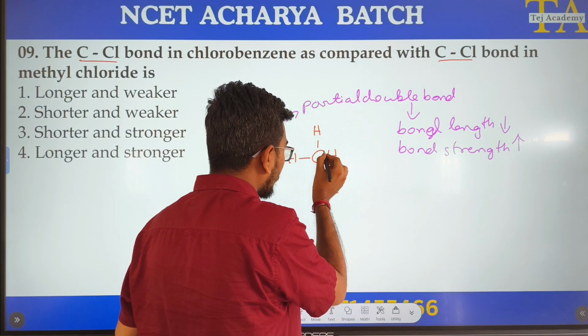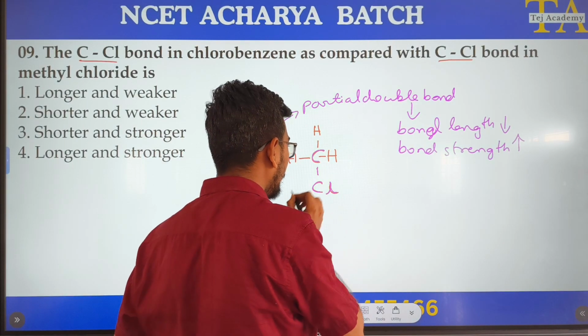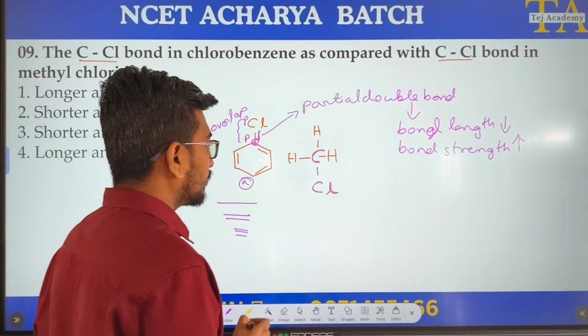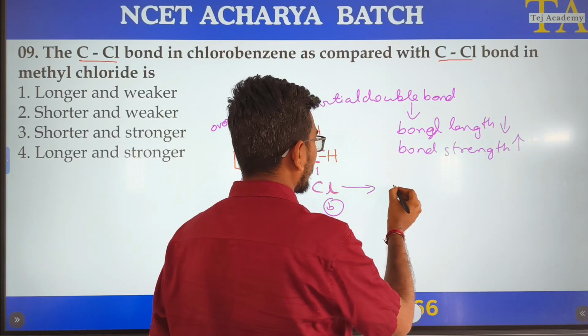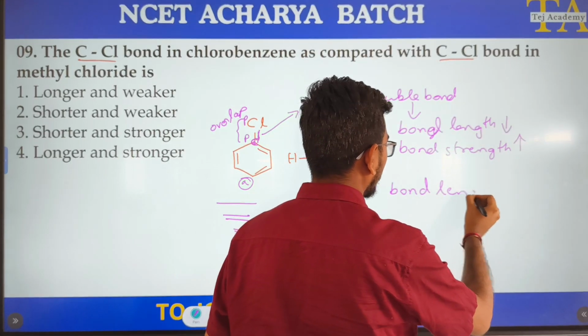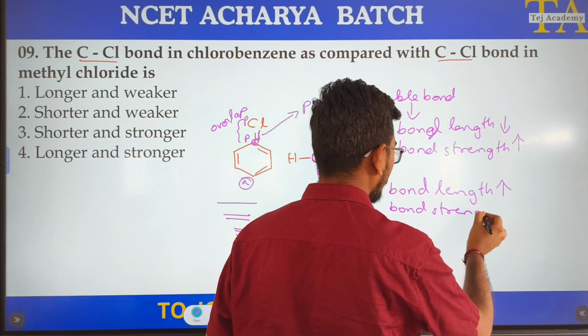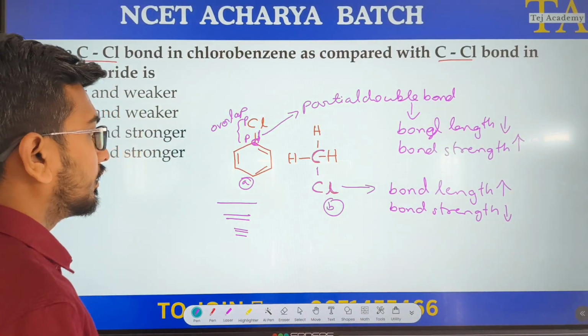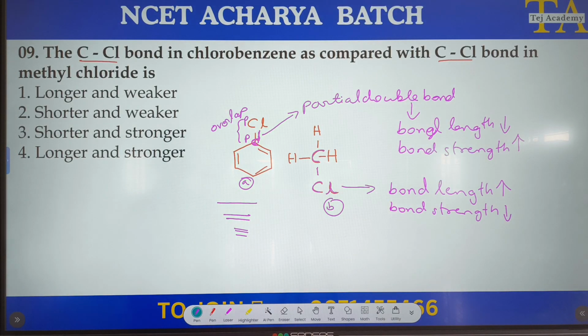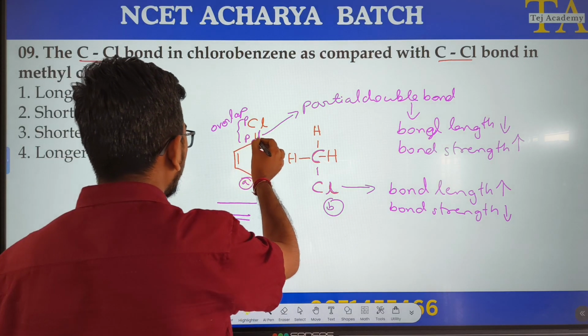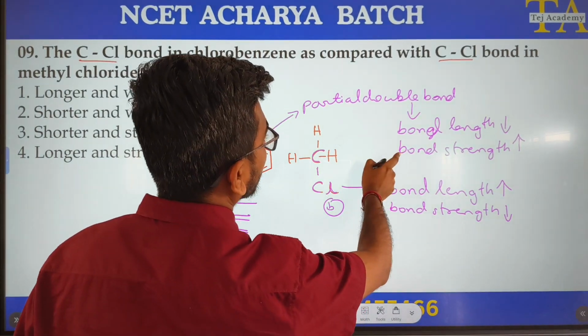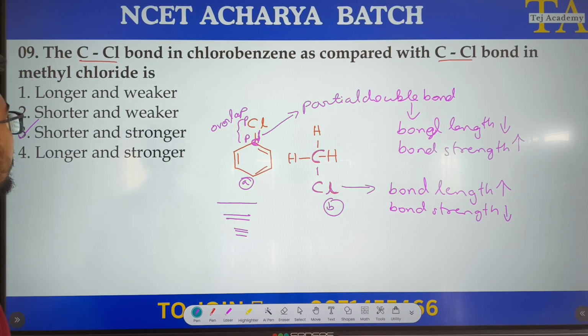In second case, carbon which is attached with chlorine, it is single bond. There is no resonance, there is no double bond. So because of this reason, in second case, bond length is more, but bond strength is less. Now which option is correct? See here, longer and weaker, shorter and weaker, shorter and stronger, longer and stronger. So the correct option is shorter and stronger. Third option is correct.